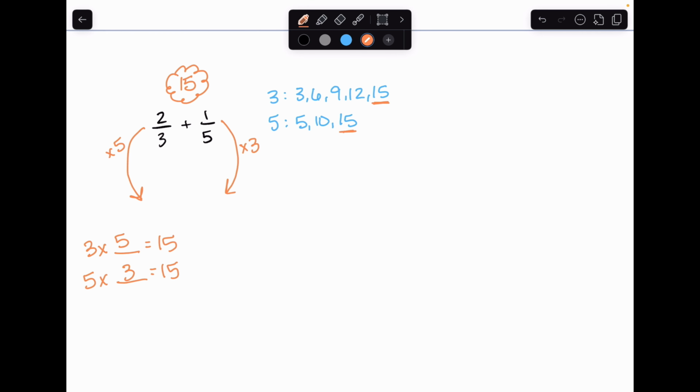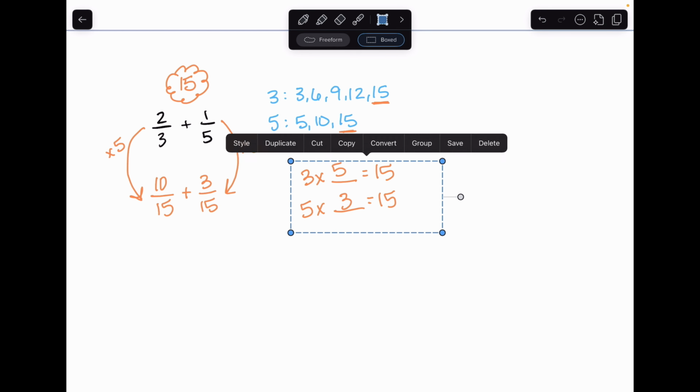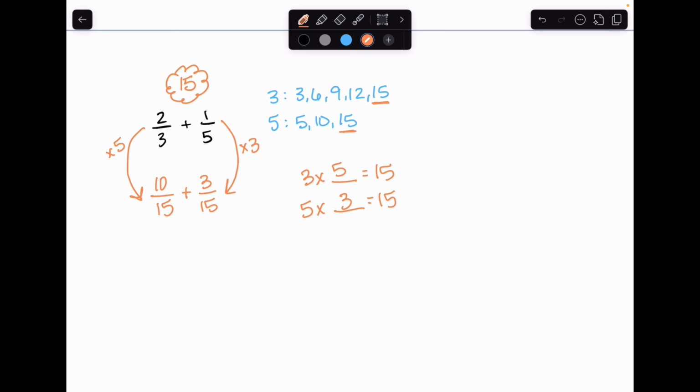I always tell my students, whatever you do to the top number, the numerator, you need to make sure to do to the denominator. If you do not do that, you're going to make a new fraction, and we don't want that. We want the fraction to represent the same amount. So 2 times 5 is 10, and 3 times 5 is 15. 1 times 3 is 3, and 5 times 3 is 15. All right, so I have common denominators, and I'm good to add. So 10 plus 3 is 13, and then my denominator stays the same. All right, so my answer would be 13/15.